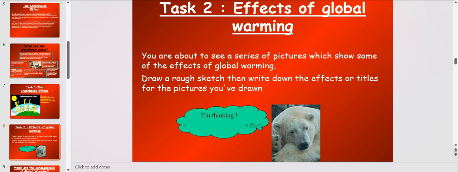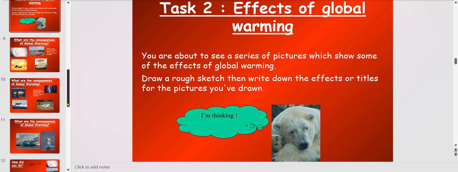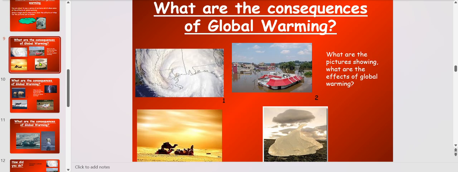Effects of global warming. You are about to see a series of pictures which show some of the effects of global warming. Draw a rough sketch, then write down the effects or titles for the pictures you have drawn. Sure. So here are some pictures about it.